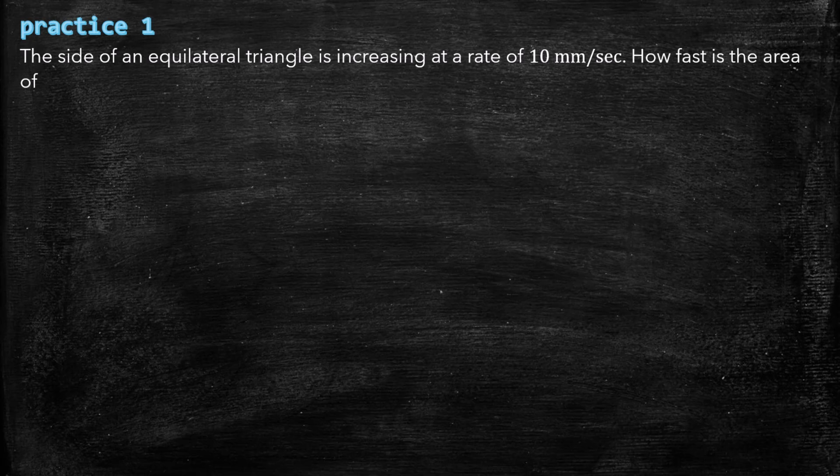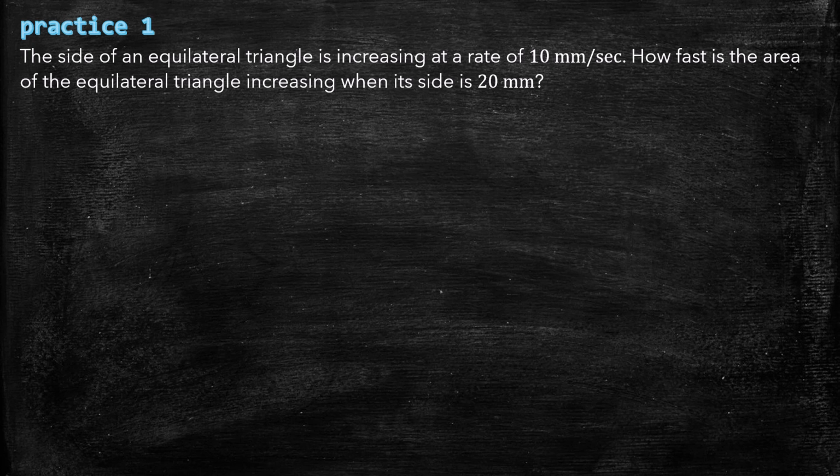So for our first practice problem, we are looking at an equilateral triangle which is growing. Its sides are increasing at 10 millimeters per second, and we'd like to know how fast the area of that triangle is increasing at a particular moment when its side is 20 millimeters long. So the first thing is diagram and variables. Here is our equilateral triangle, and we know that the length of the side is changing. So let's just call that x here.